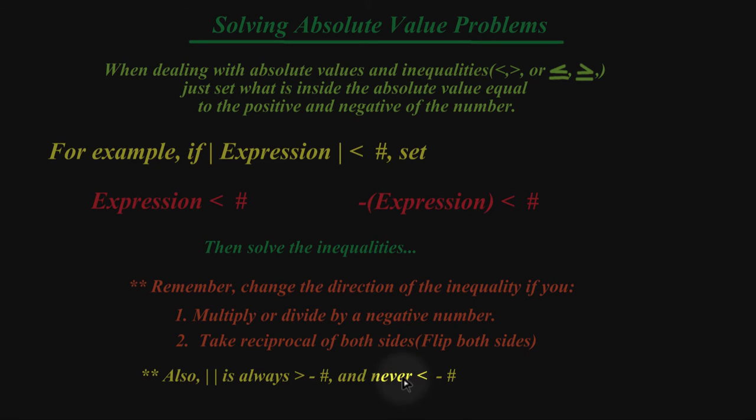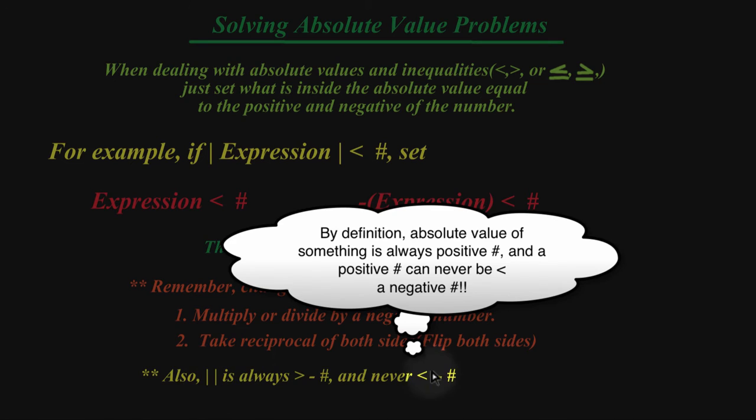Whereas if we have a less than a negative number, well, when is a positive number less than a negative number? Never. So you would write no solution, or the circle with a line through it. So this is just the concept. I hope you took some good notes.